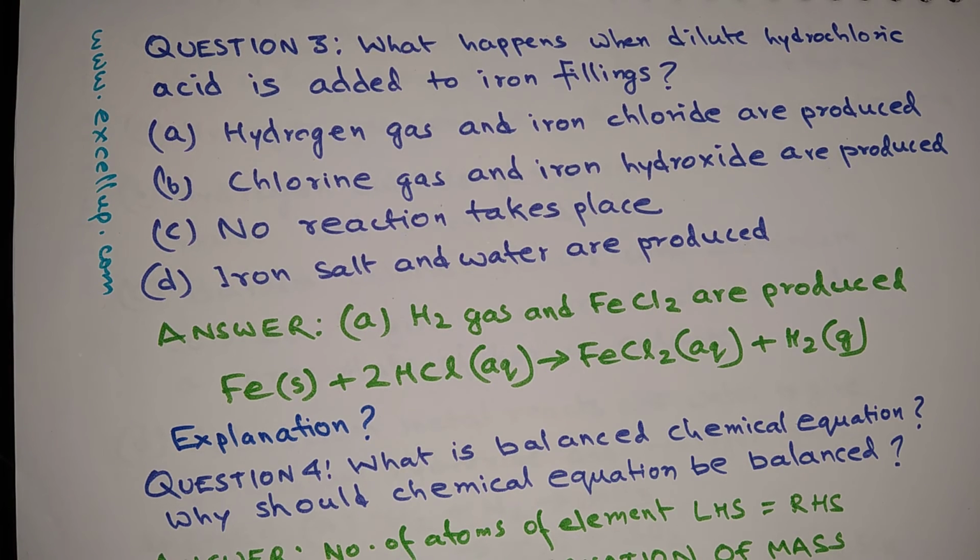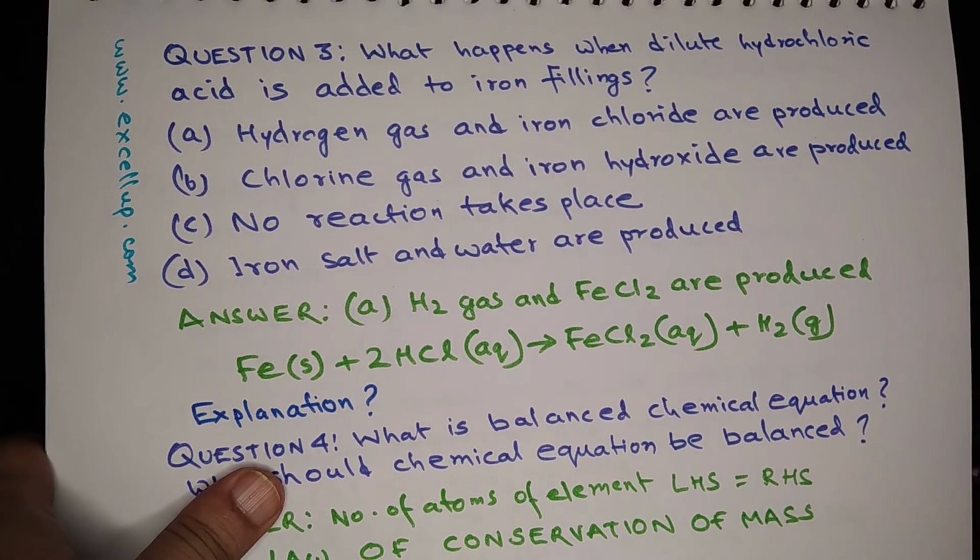Now what is the reason? In fact, we need to write a balanced chemical equation to obey the law of conservation of mass. The law of conservation of mass says that mass cannot be created and it cannot be destroyed.